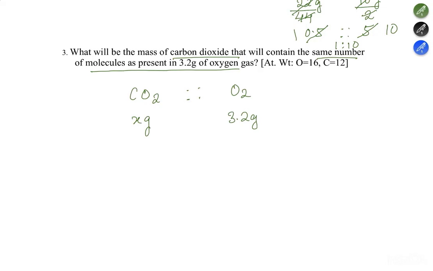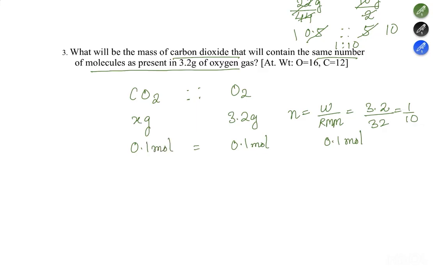So what we can do is calculate the moles of oxygen gas first. How will you calculate the moles of oxygen? We have this formula: moles equal the given mass divided by the RMM of oxygen gas, which is 3.2 divided by 32. So you will get 1 by 10, which is 0.1 mole. So oxygen present here is 0.1 mole. That means if the carbon dioxide has to have the same number of molecules, the moles of carbon dioxide must be 0.1 mole. So we got the moles here, but the question asks for the mass of the carbon dioxide.